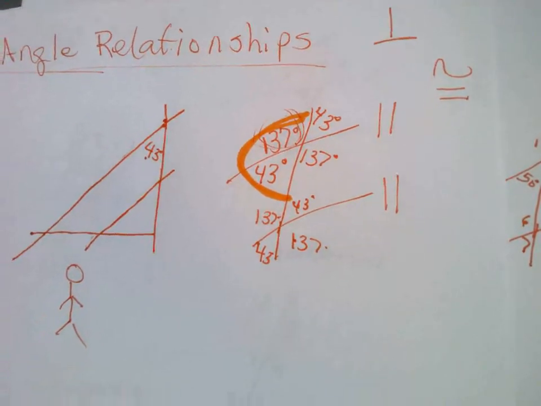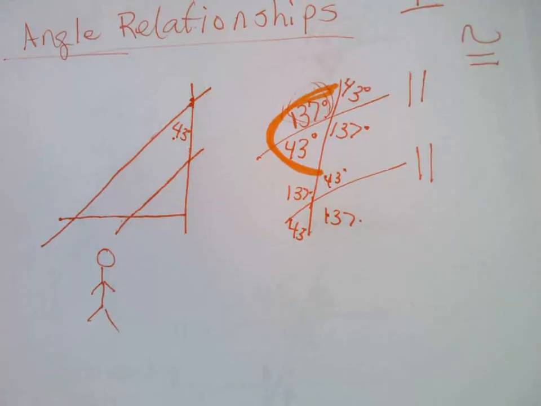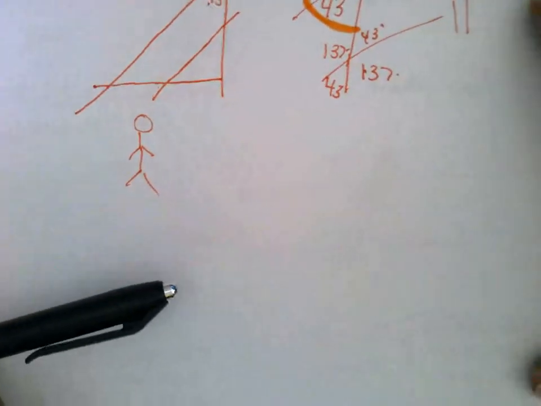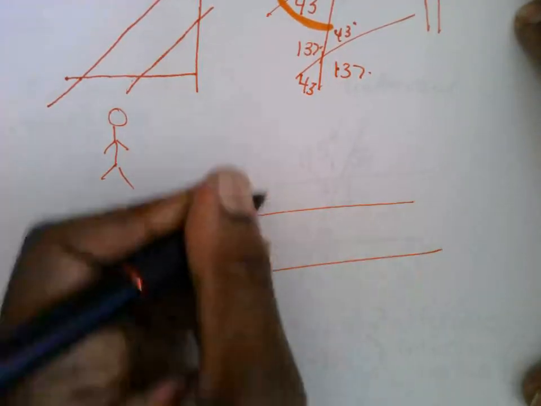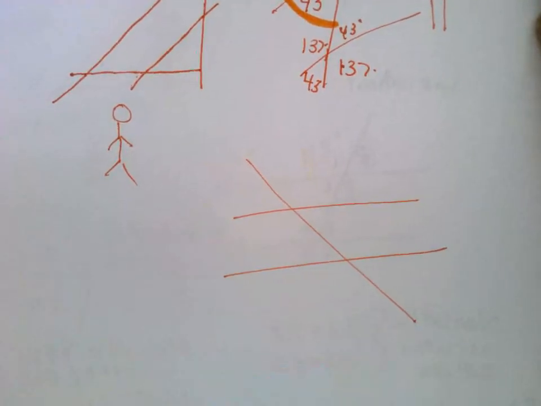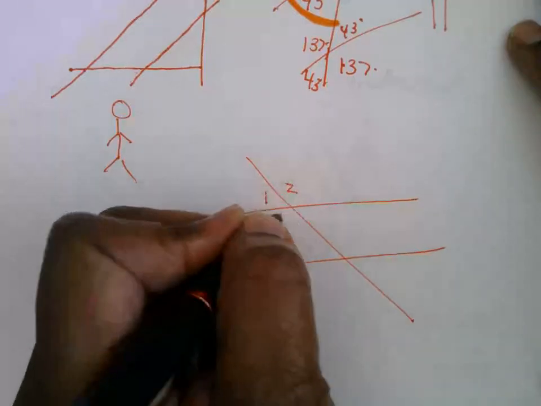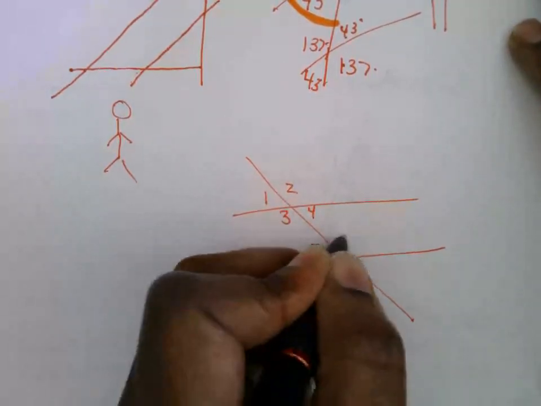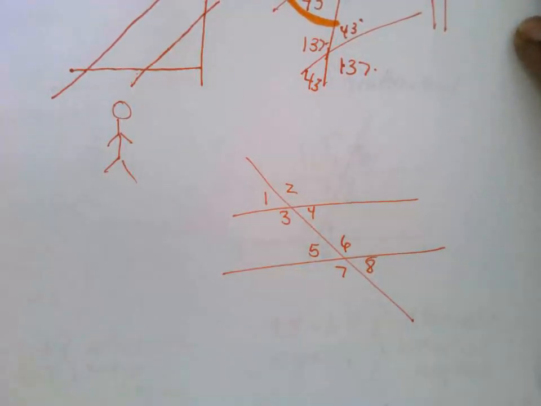All right, now, these angles have names. So let's draw another one: another set of parallel lines crossed by a transversal. Number them 1, 2, 3, 4, 5, 6, 7, 8.